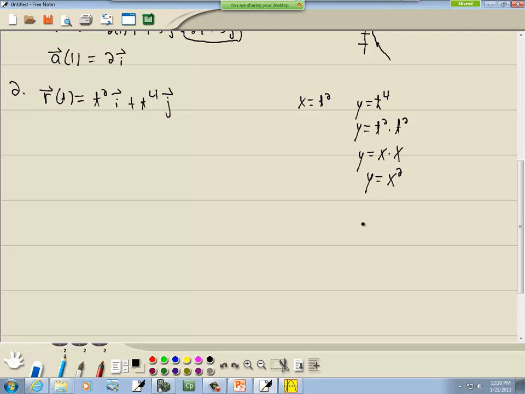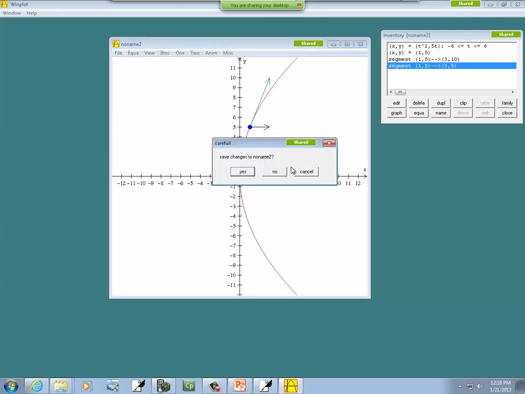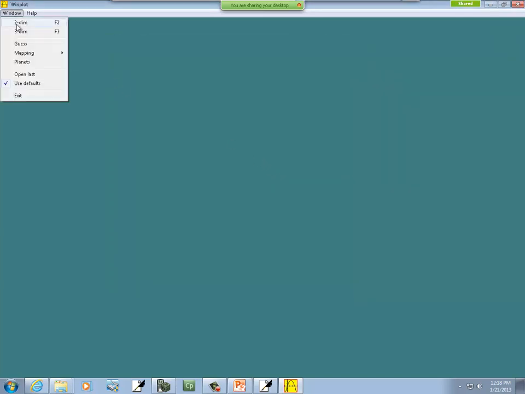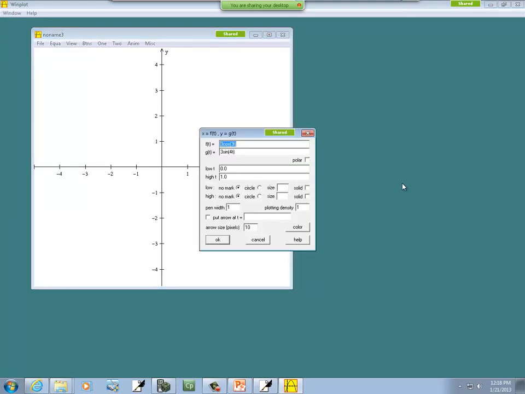Now this is a really interesting one, because we know what y is equal to x squared looks like. That's our parabola. But if we plug this into our graphing utility, WinPlot, let's go see what it looks like. And then we'll talk about why we're seeing what we're seeing. So I do window, 2 dimensions, I choose equation, parametric, and f of t is t squared, so I do t caret 2. G of t is t to the 4th, so I do t caret 4. Caret is above your 6 on your keyboard. My low t, I'll put in -2, and then I'll put in +2 for the high t. And then I'll click OK.